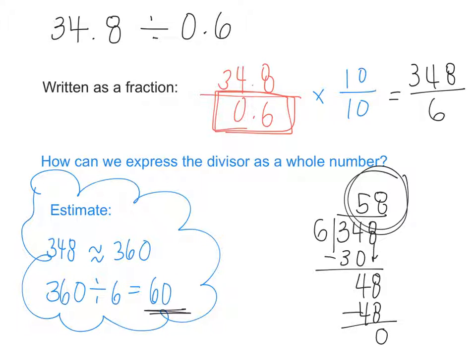Is 58 pretty close to 60? Yeah. So our estimate helps us check to see our answer is reasonable. And therefore, 34 8/10 divided by 6/10 is? 58. So your answer is 58.